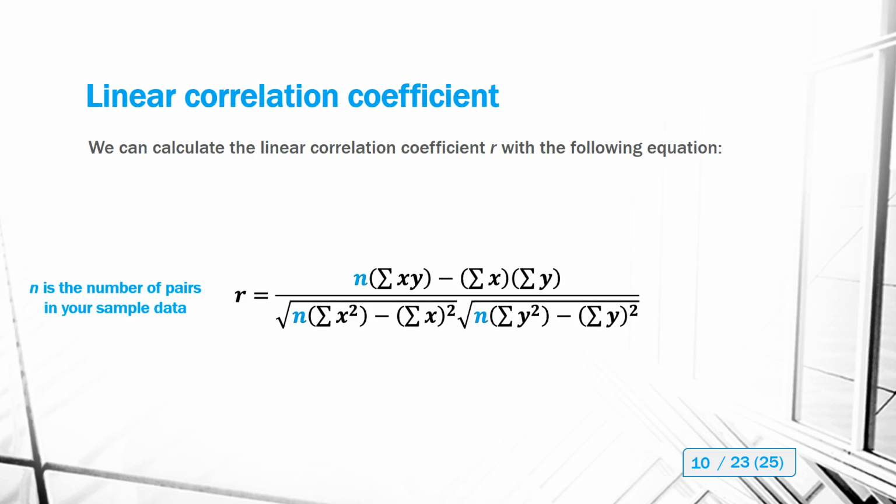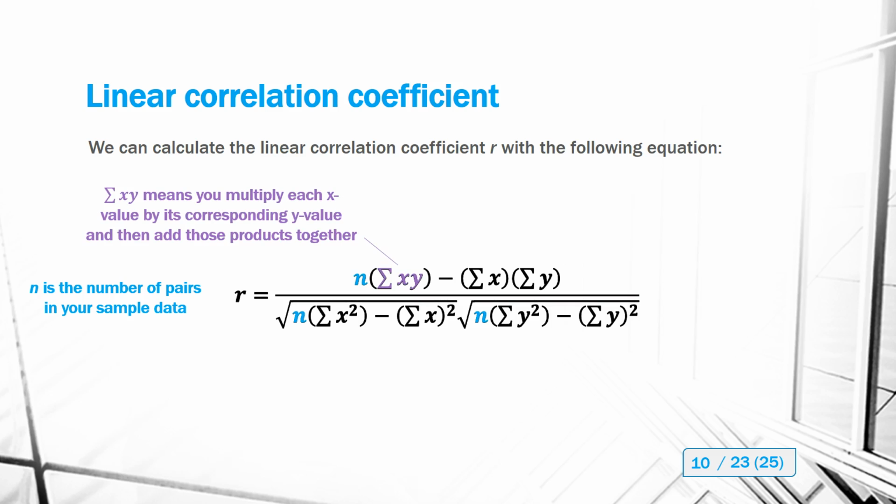First, notice that we have n. N is the number of pairs in your sample data. Whereas n has previously been sample size, it's still in a way sample size. It's just that because your data is paired, each of your samples, your x and your y, is going to have the same sample size. So that's exactly what n is.